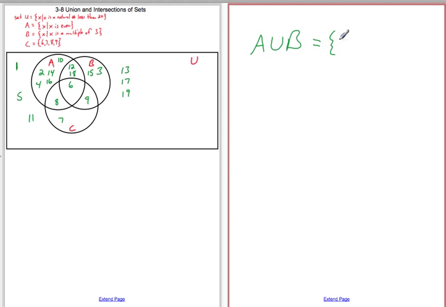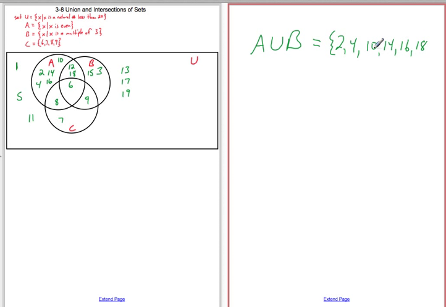And so I'm just going to name them off. If we went in order, that would be preferred, but these are kind of out of order. So I'm just going to start writing them down. 2, 4, 10, 14, 16, 18.